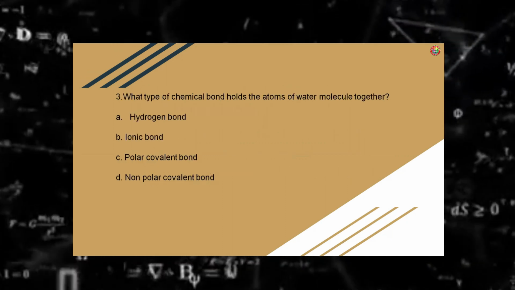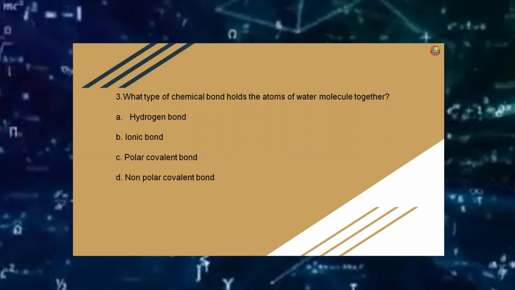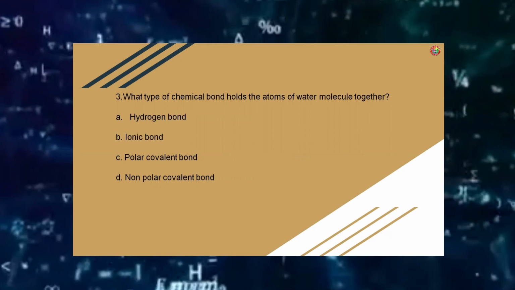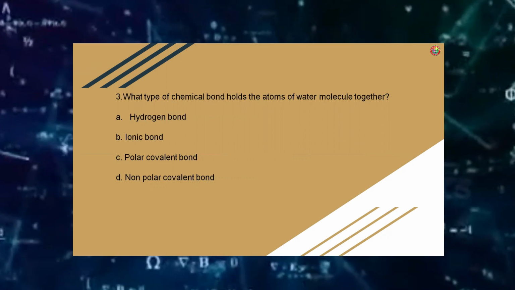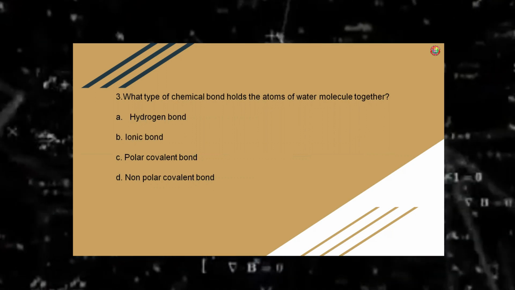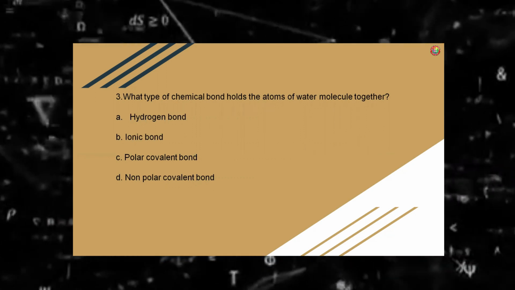3. What type of chemical bond holds the atoms of a water molecule together? A. Hydrogen bond. B. Ionic bond. C. Polar covalent bond. D. Nonpolar covalent bond. The answer is C.